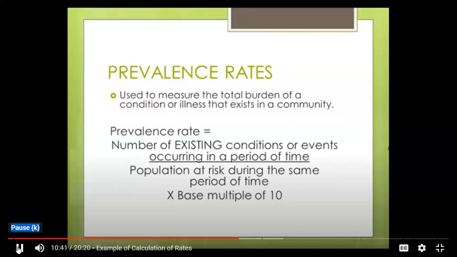Prevalence rates, on the other hand, are used to measure the total burden of a condition or illness that exists in a community. It's calculated using the number of existing conditions or events occurring in a period of time, divided by the population at risk during the same time period, and multiplied by a base multiple of 10. So both incidence rates and prevalence rates are measures of morbidity or illness.